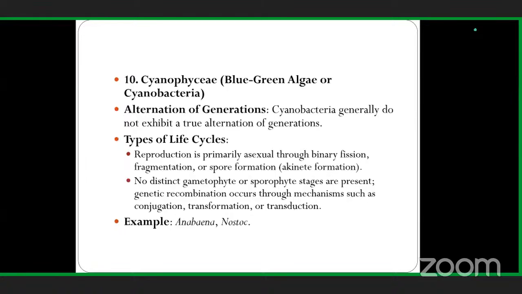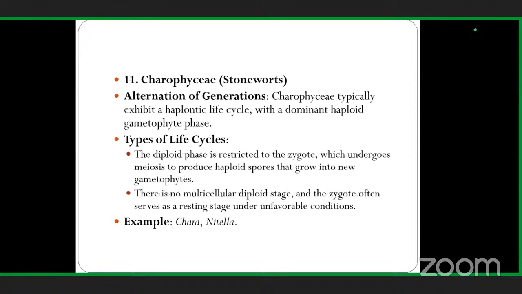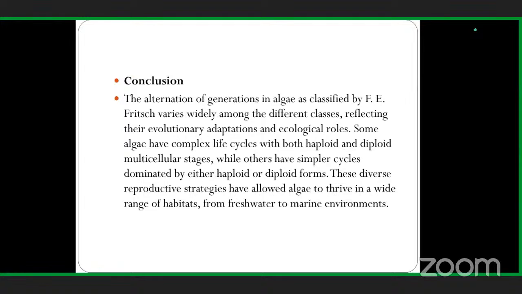Number 10 is Cyanophyceae, blue-green algae. So they do not have any alternation of generations. They reproduce through binary fission, fragmentation, or spore formation. Example, Anabaena, Nostoc. Number 11 is Charophyceae, stoneworts. So alternation of generation typically is haplontic life cycle with a dominant gametophytic stage. Example, Chara and Nitella. So this is all about the alternation of generations.